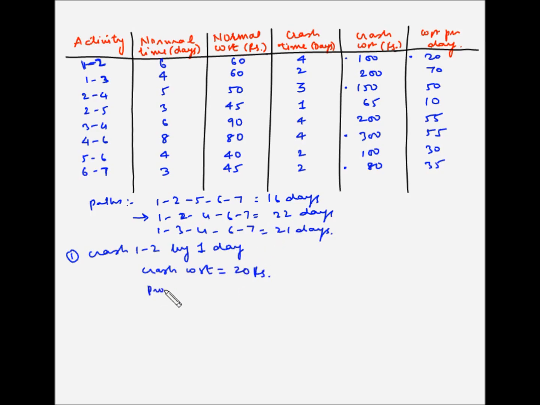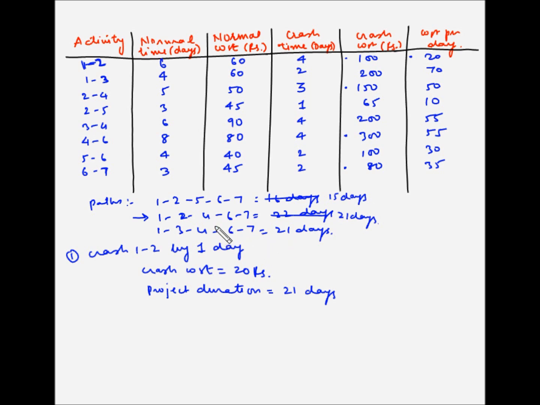So the project duration is now 21 days. So this is now 21 days. So here, if we take a consideration of all the paths, and if we have crashed activity 1, 2, basically this path here 1, 2, 5, 6, 7 will also reduce by 1 day. So this will become 15 days.